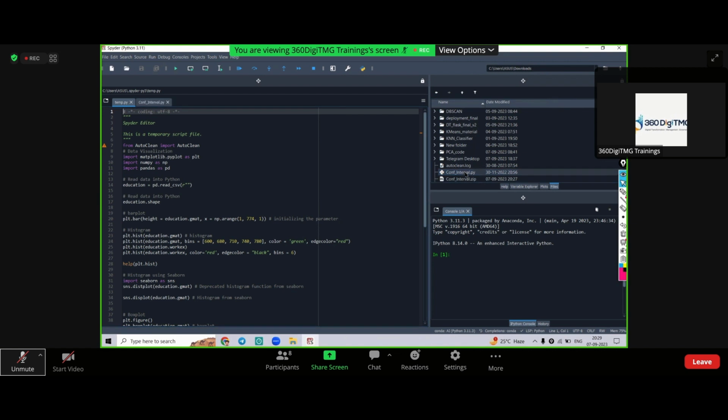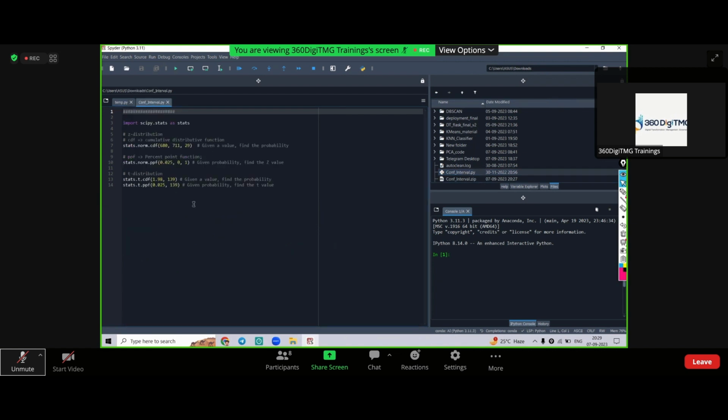We have this confidence interval. Only this small code we do have when it comes to confidence interval. Import scipy.stats as stats. Now what is happening over here? It is a little bit tricky. You have to understand.